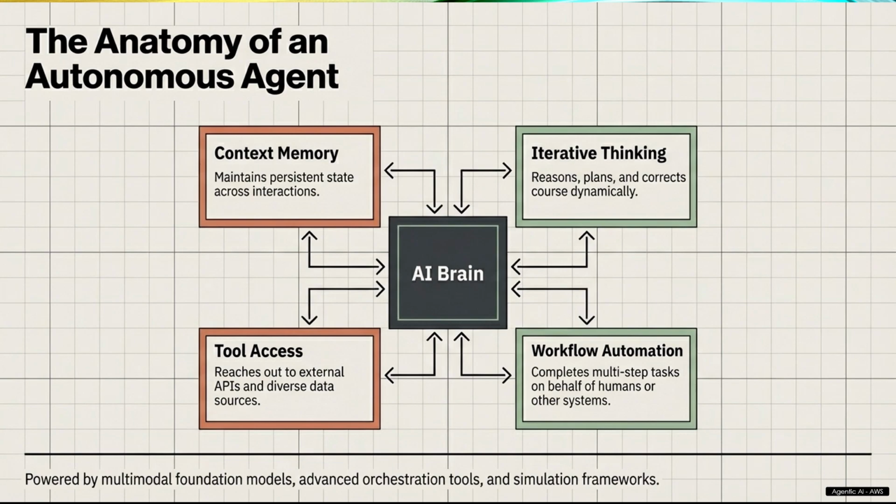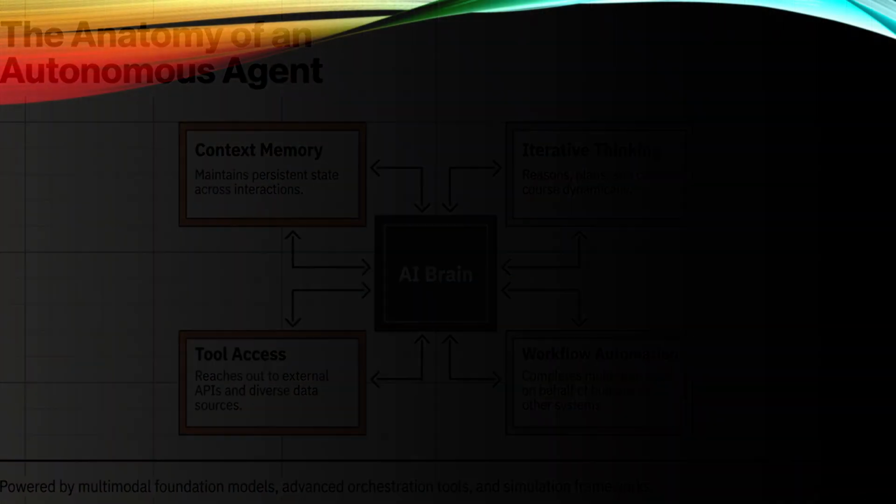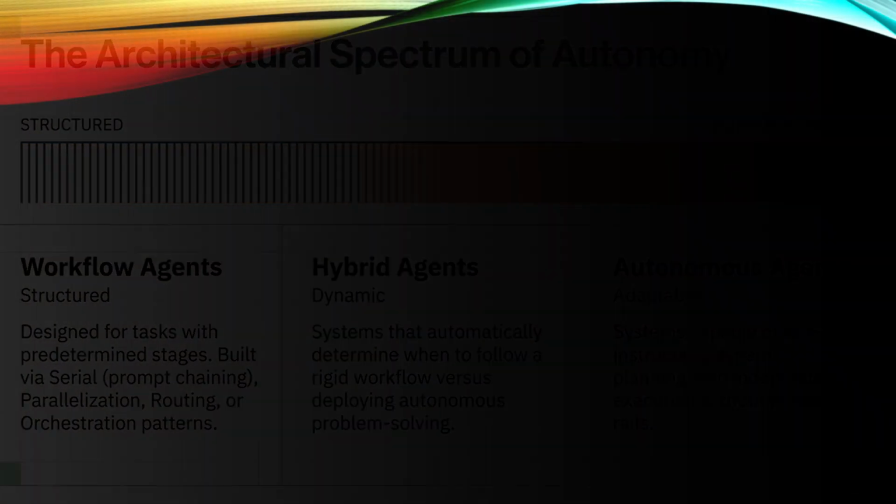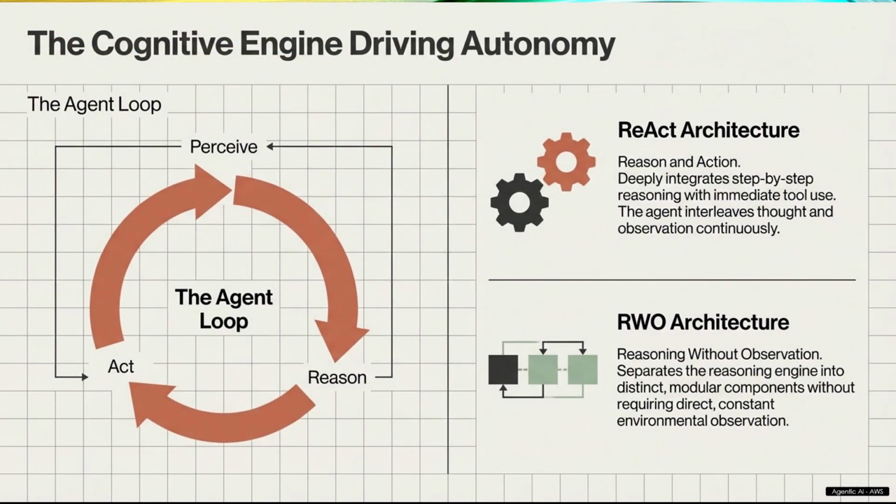Slide 4, the architectural spectrum of autonomy. The intent is balancing rigid control with dynamic independence. Yeah, it's a spectrum. Workflow agents operate on predetermined structured prompt chaining. Very rigid. While hybrid agents sit in the middle. Right. Hybrid agents dynamically switch between those rigid workflows and independent paths. Fully autonomous agents, however, execute dynamic planning entirely independently. Let's dig into how it plans.